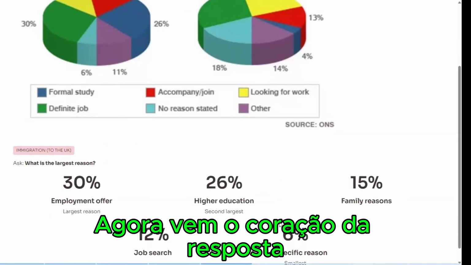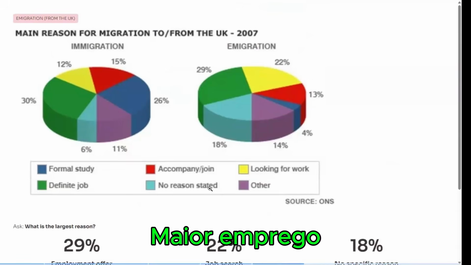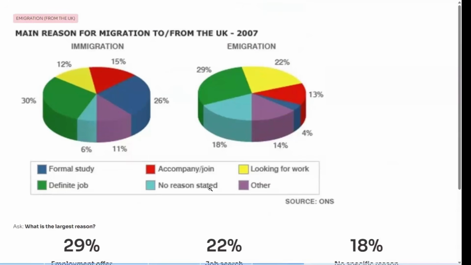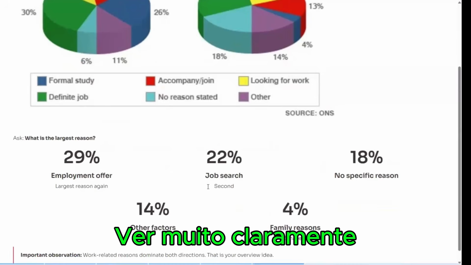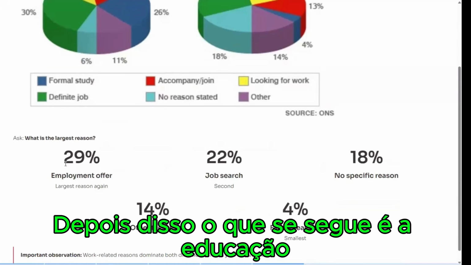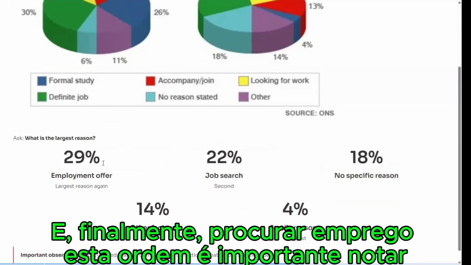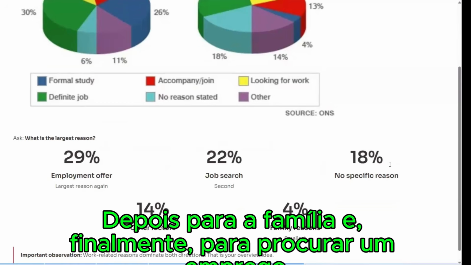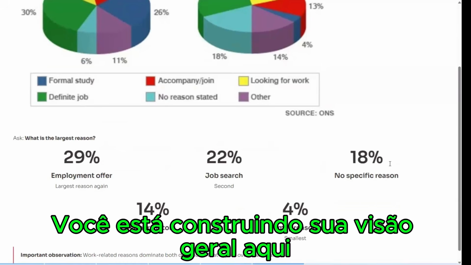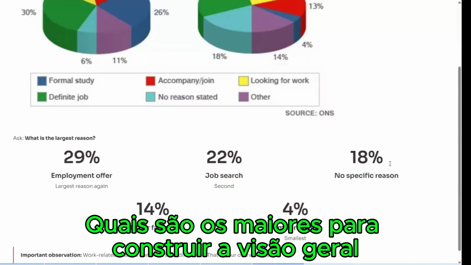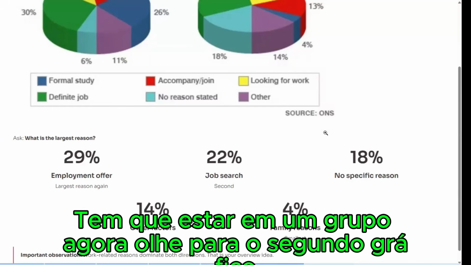Now comes the heart of the answer. Largest: employment. Always ask yourself, which one is the largest? Here you can immediately see quite clearly that what we are looking at is employment. After that, what follows is education, then family, in that sequence, and finally, job search. This order is important to note, as it shows the progression from employment to education, then to family, and ultimately to searching for a job. You're building your overview here. You have to build it in groups, right? Which ones are the largest to build the overview? It has to be in a group.